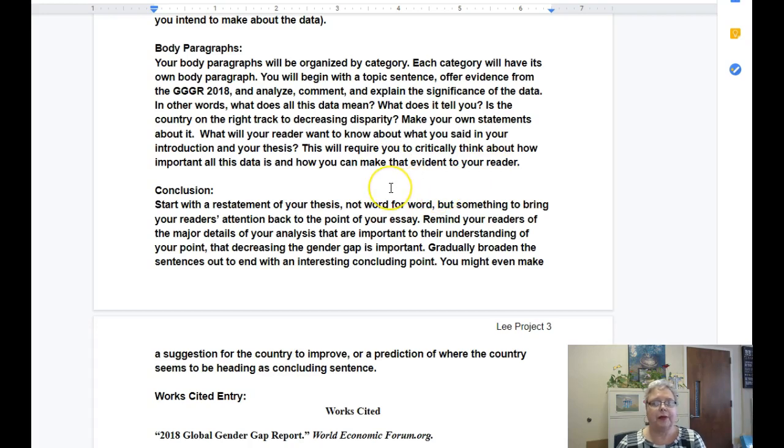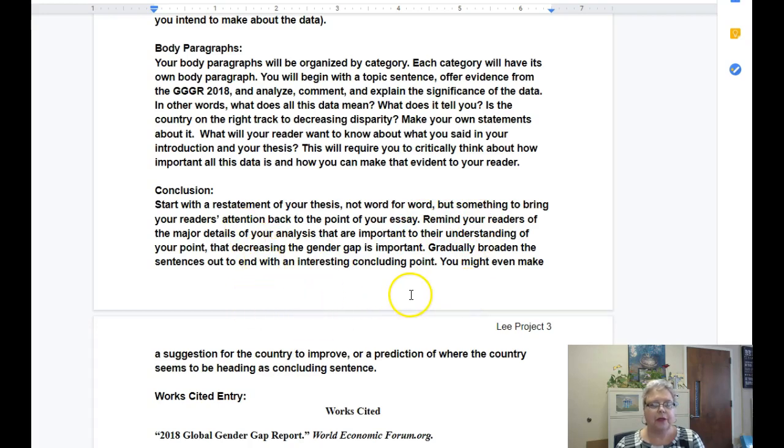You've got to keep your reader in mind. You may understand it. You've put it in words. Now explain it to somebody else in your own words here. And then your conclusion, start with a restatement of your thesis, not word for word, but something to bring the reader's attention back to the point of your essay, that your country, Japan, has been steadily moving closer to parity, and then say something about those different categories, mention the points of them.